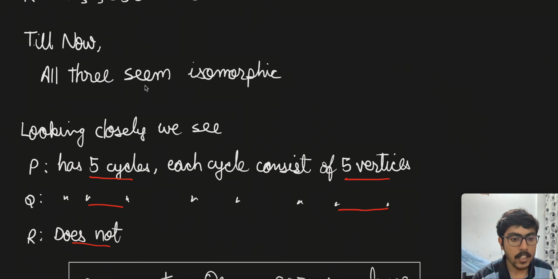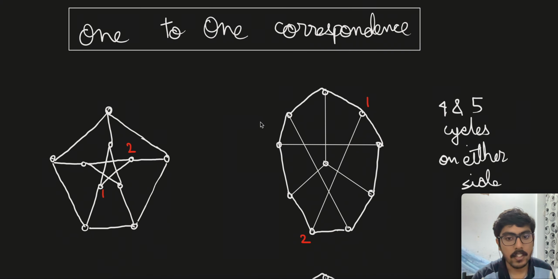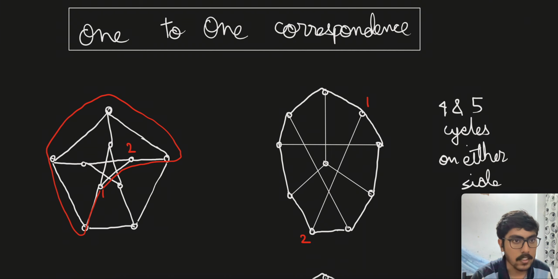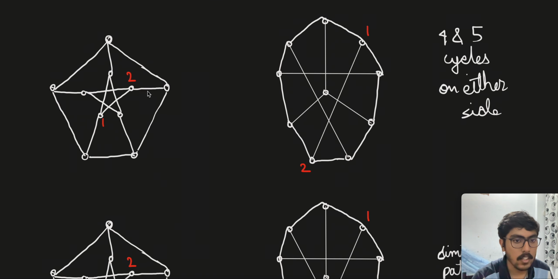So we need to check the one-to-one correspondence. First we will check that in this graph, if we see two vertices 1 and 2, this graph has 6 vertices, 1, 2, 3, 4, 5, 6. And if we go to the other side, here, then we have 5 vertices, 1, 2, 3, 4, 5.